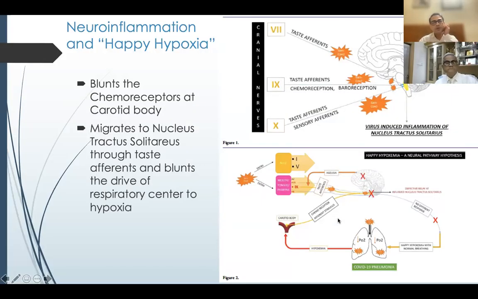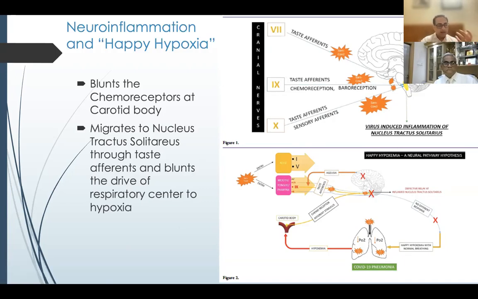So I could not stop myself from bringing this very interesting concept of happy hypoxia, and how neuroinflammation contributes to the happy hypoxia hypothesis. We know that happy hypoxia is a very interesting and baffling thing to us, how it happens to COVID patients. But one possible mechanism, other than the pulmonary pathology, is the blunting of the chemoreceptors at the carotid body, because carotid bodies are also well populated with ACE2 receptors.